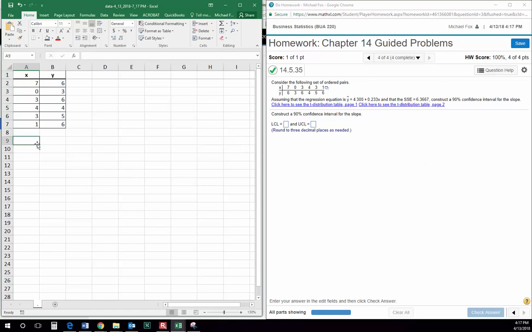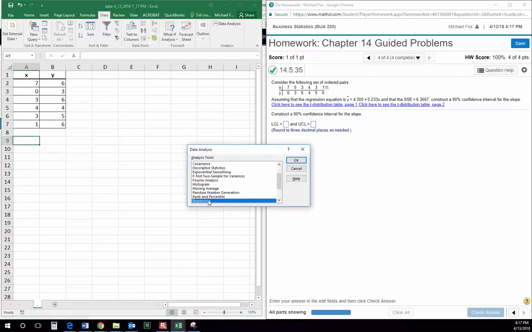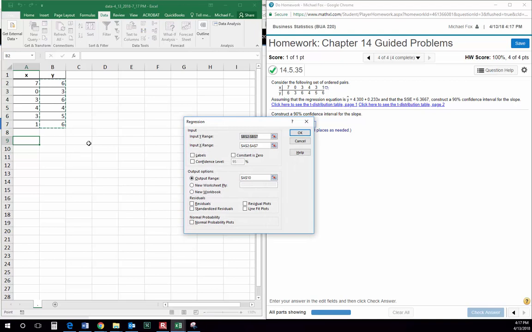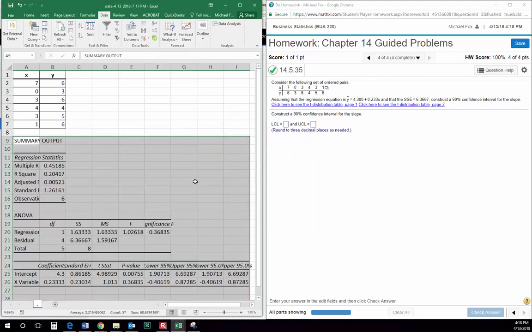Okay, so first thing we're going to do is run a regression. So we'll go to data, data analysis, click on regression, okay. Make sure it already guessed that this was my y data and that this is my x data, so that's good. And then my output, whoops. I think I messed something up. There we go. My output, we'll say to, all right. So this gives us all of the data we need.